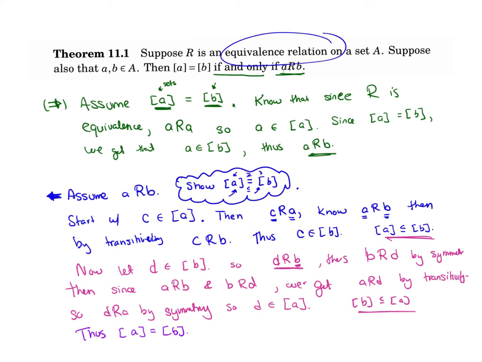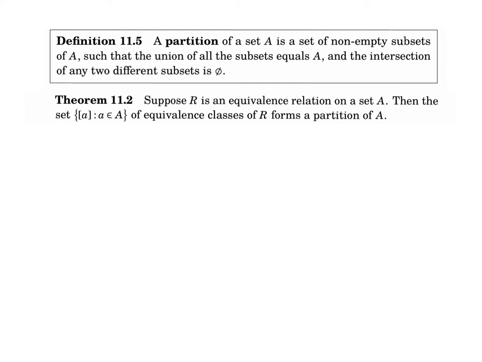Okay, so let's show the second theorem now, that if I have an equivalence relation on a set, then the set of equivalence classes form a partition of that set. So again, I've pulled in the definition of partition here. So we have that a partition is going to be a set of non-empty subsets, so they have to be non-empty, of A, such that the union equals all of A, and the intersection of any two different ones is the empty set. So it's non-empty subsets, the union is everything, the intersection is empty.